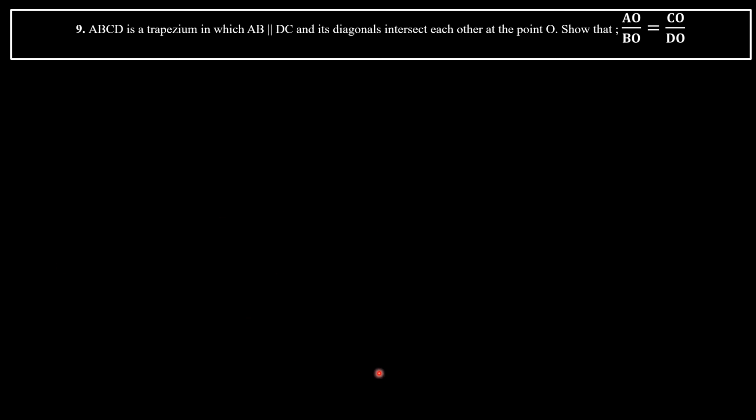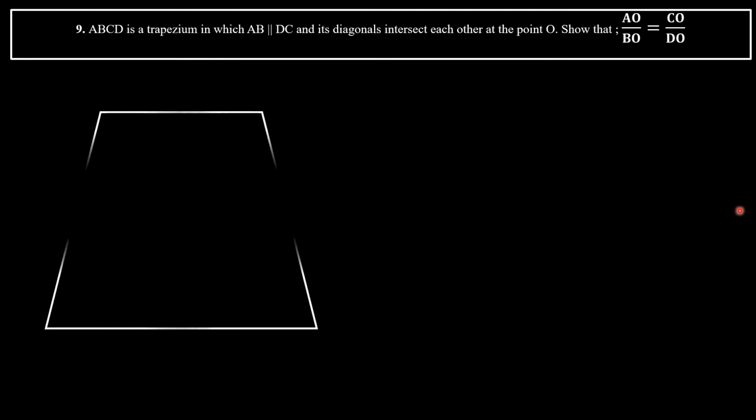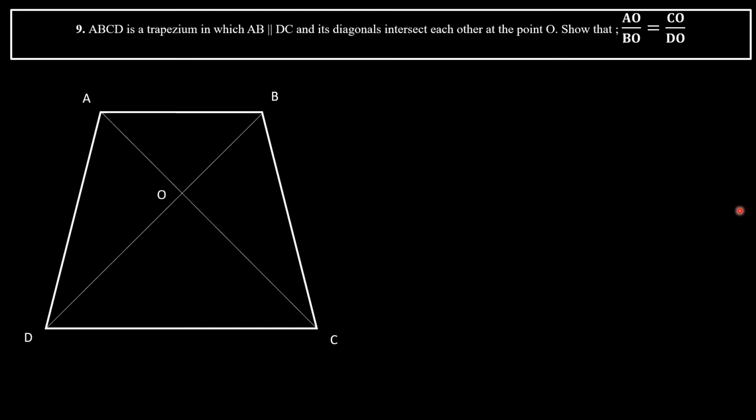So in question number 9, ABCD is a trapezium in which AB is parallel to DC, and the diagonals intersect each other at point O. Show that AO upon BO is equal to CO upon DO. So this is a trapezium. A trapezium, we know, is a quadrilateral with a pair of opposite sides parallel. So in this, AB is parallel to DC. The two diagonals AC and BD intersect at O. We need to show that AO upon BO is equal to CO upon DO, right?